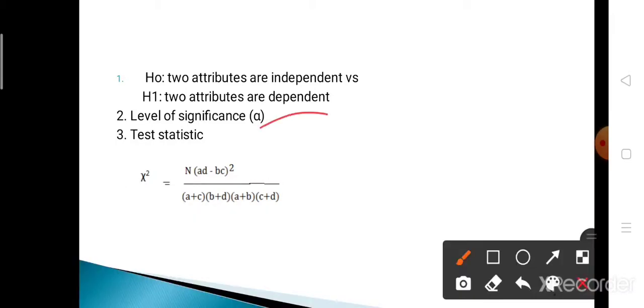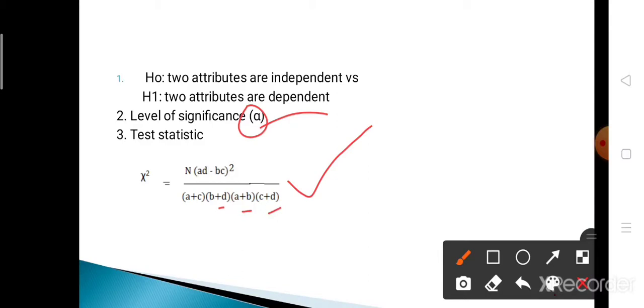The level of significance is denoted by alpha, and it may be fixed at 1%, 5% or 10%. And the test statistic formula for the test of independence of two attributes is chi-square is equal to capital N into bracket A into D minus B into C, square whole, divided by A plus C, B plus D, A plus B, C plus D.